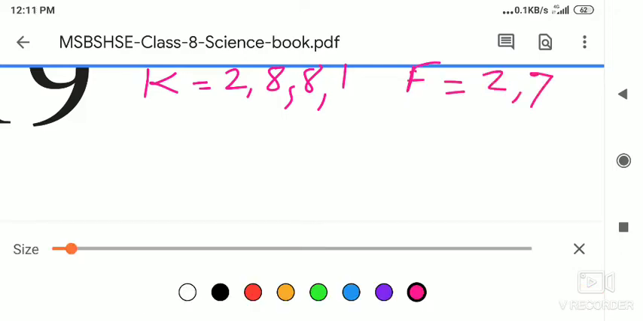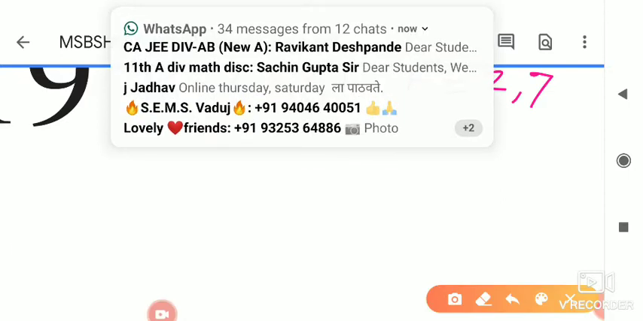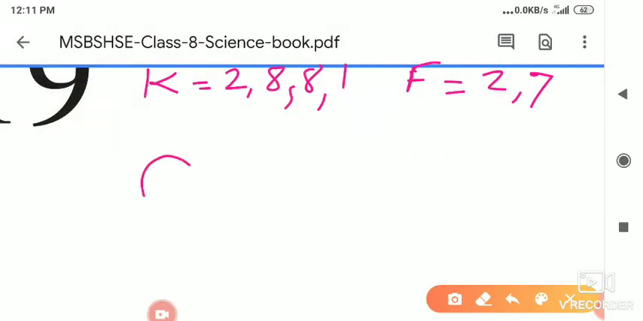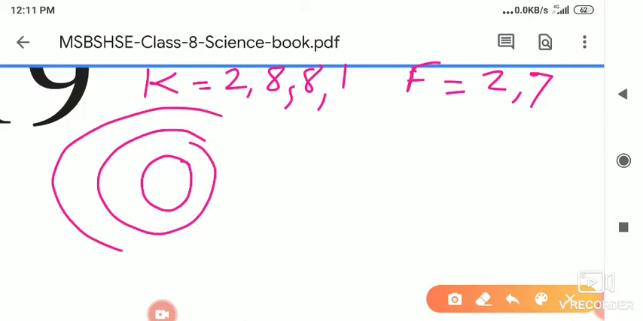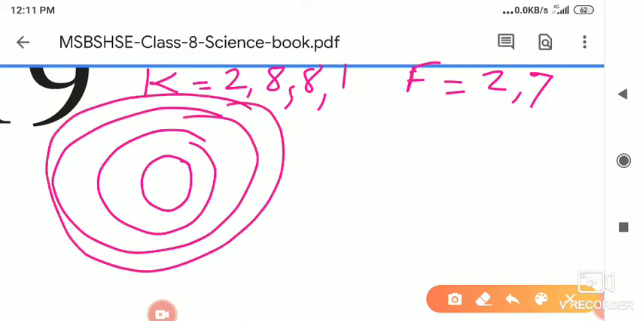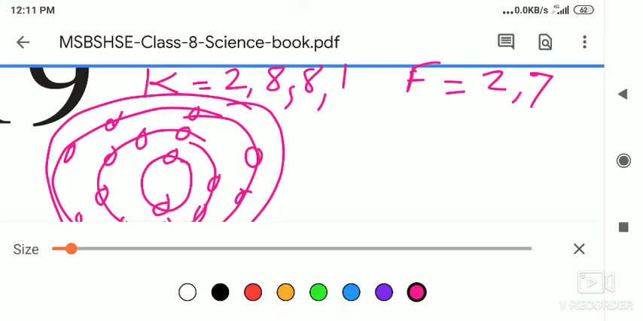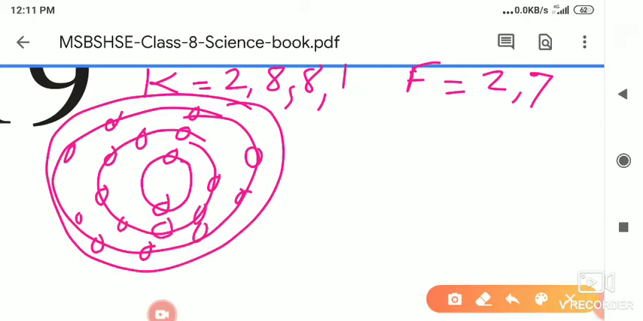So when the electronic configuration takes place, what happens? This is the first orbit, second orbit, third orbit, and this is the last, fourth orbit. I am going to show it roughly only. In the first orbit how many electrons are there? 2 electrons. Second orbit how many electrons? 1, 2, 3, 4, 5, 6, 7, 8. Third orbit also 8 electrons. And in the last orbit how many electrons? That is 1 electron.